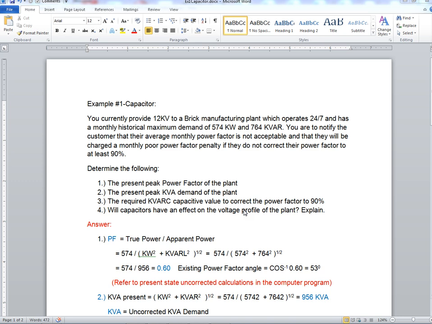So in the example, we have to determine 4 elements. The present peak power factor, the present peak kVA, and the required kVAR capacitive values to be added to raise the power factor to 90%. And then there's another little question here. It says, will capacitors have an effect on the voltage profile of the plant? And then explain that.